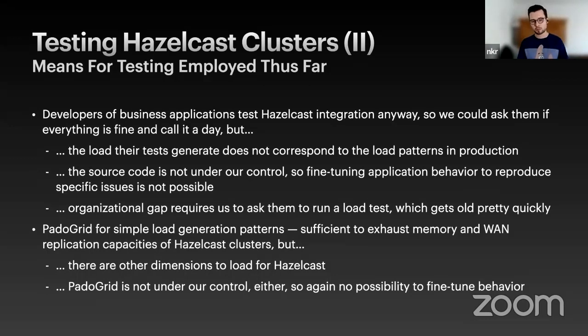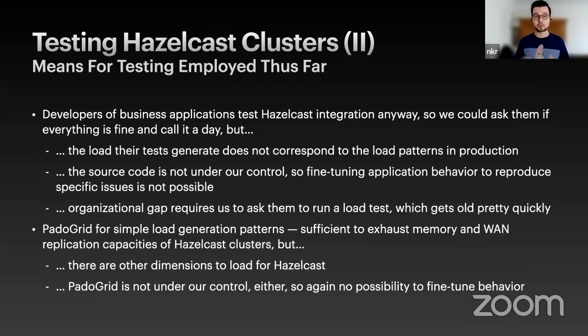And the PerfTest app is sufficiently powerful to exhaust cluster memory on one hand and the replication capacities on the other, such that you can exhaust all of that and make sure the cluster is still stable. But of course, there are other dimensions to load as far as Hazelcast is concerned, i.e. the number of data structures and the number of clients. And you can control both with the PerfTest app, but only in a very, very limited way, which limits the versatility that you have in the load generation scenarios you can come up with.